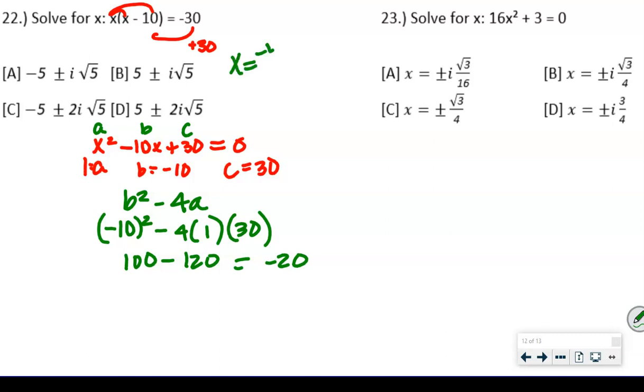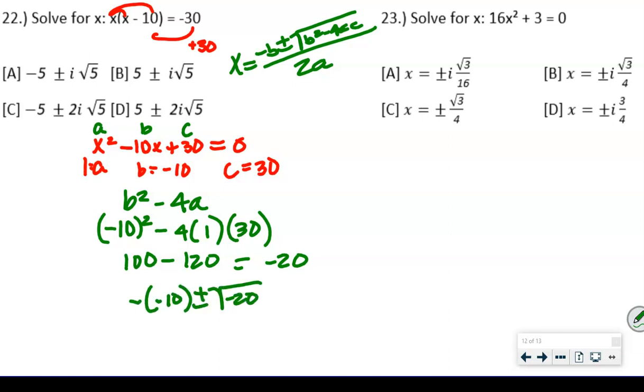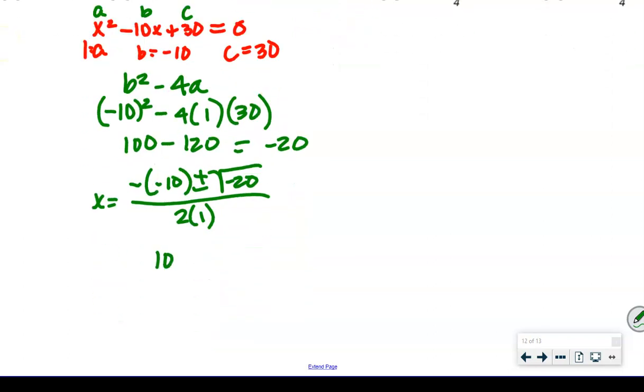X equals negative b plus or minus the square root of what we just did, b squared minus 4ac, all over 2a. Okay, so we're going to plug this in now. So that's going to be minus a minus 10 plus or minus the square root of negative 20 over 2 times 1. Okay, so that's going to give us a positive 10 plus or minus, this would be the square root of negative 1 times the square root of 4 times the square root of 5, right, all over 2.